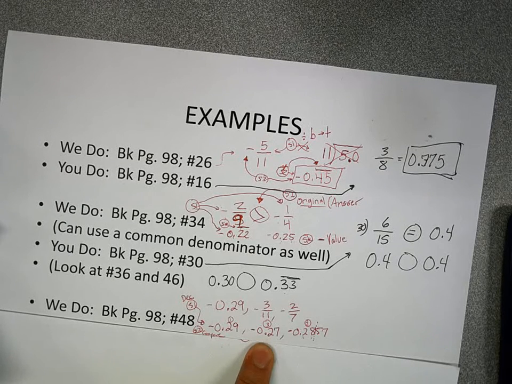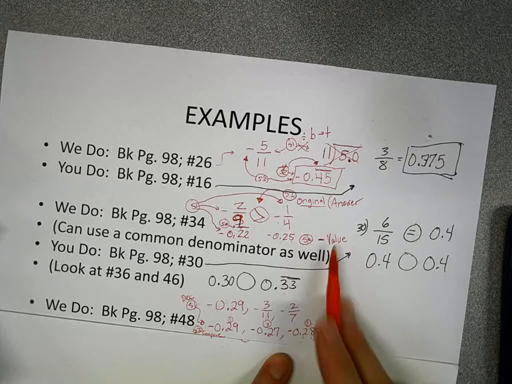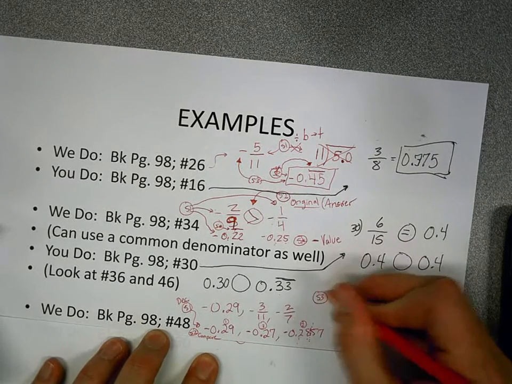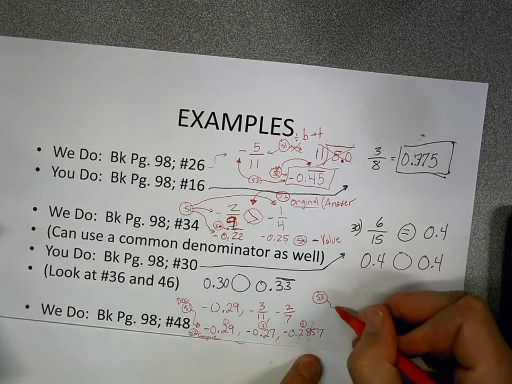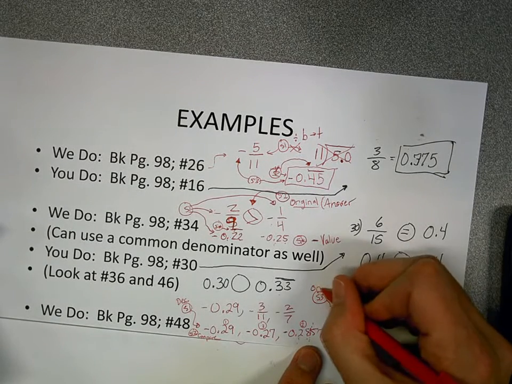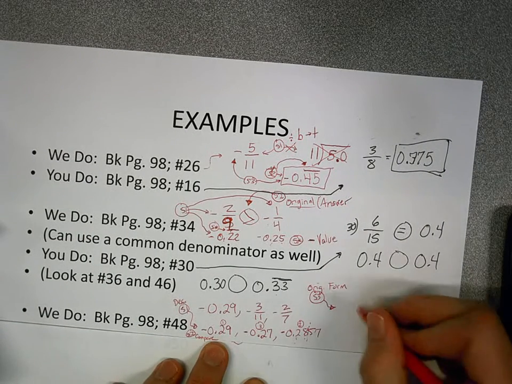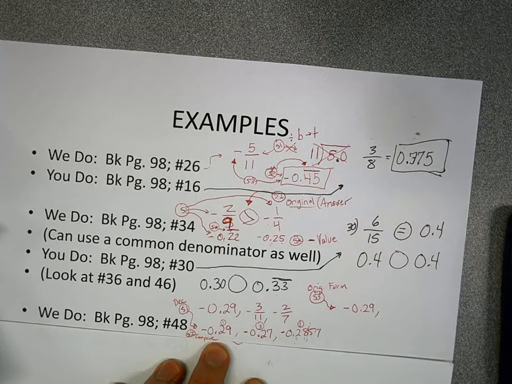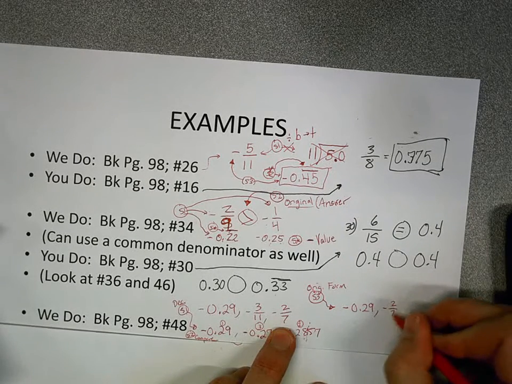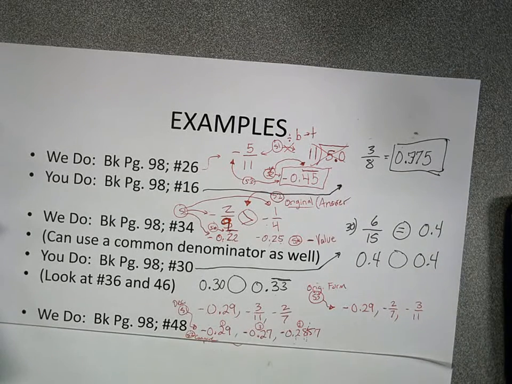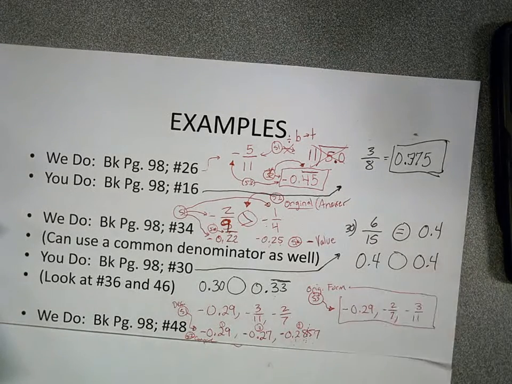Remember they're negative values. I'm referring back to the problem we did up here, so the opposite would apply. This looks like the largest, but it's really the smallest. It's furthest away from zero. Now, step three is you're going to write it in original form. So I'm going to rewrite. For the smallest, it is negative 29/100. For the next smallest, it is negative 2/7. And the largest is negative 3/11. Questions on that one?